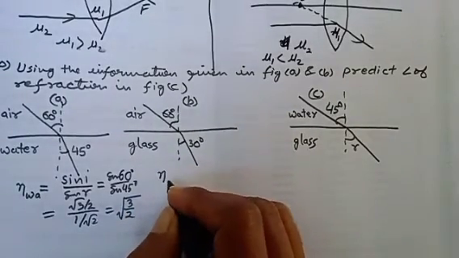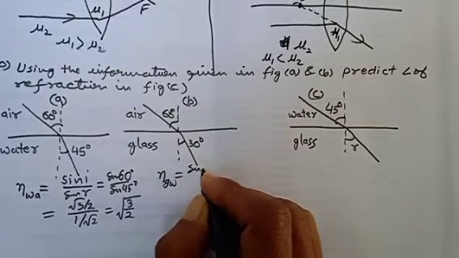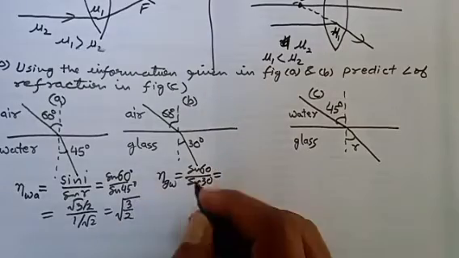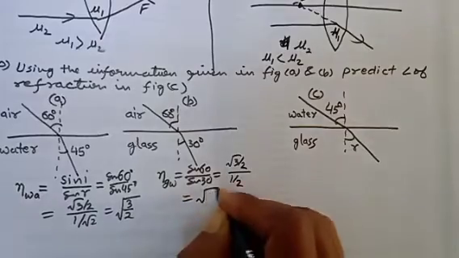Second one, eta of glass with respect to air. So this is sine 60 by sine 30. I'm directly doing this: root 3 by 2 upon 1 by 2, so it is root 3 only.